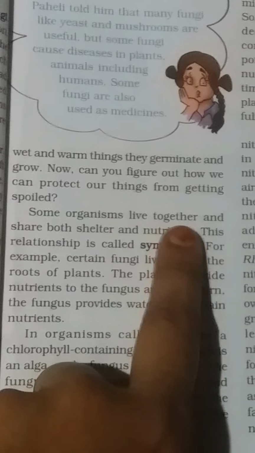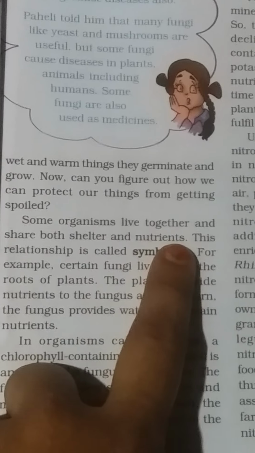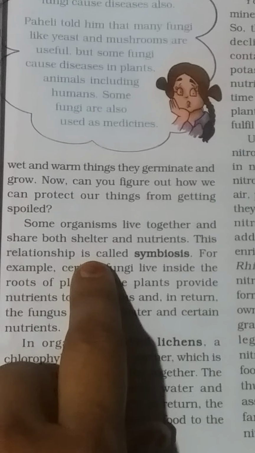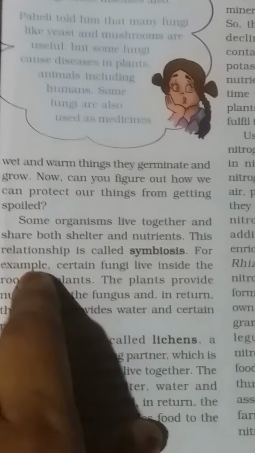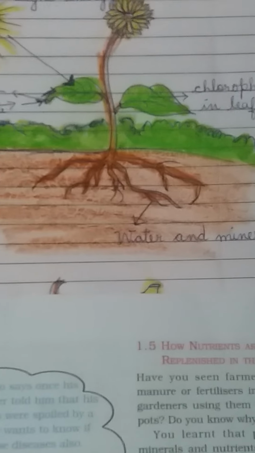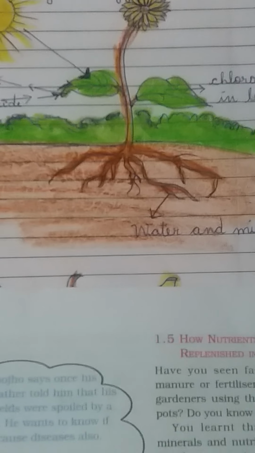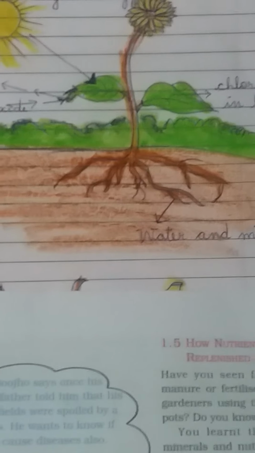Some organisms live together and share both shelter and nutrients. This relationship is called symbiosis. For example, certain fungi live inside the roots of a plant, and the plants provide nutrients to the fungus, and in return the fungus provides water and certain nutrients.